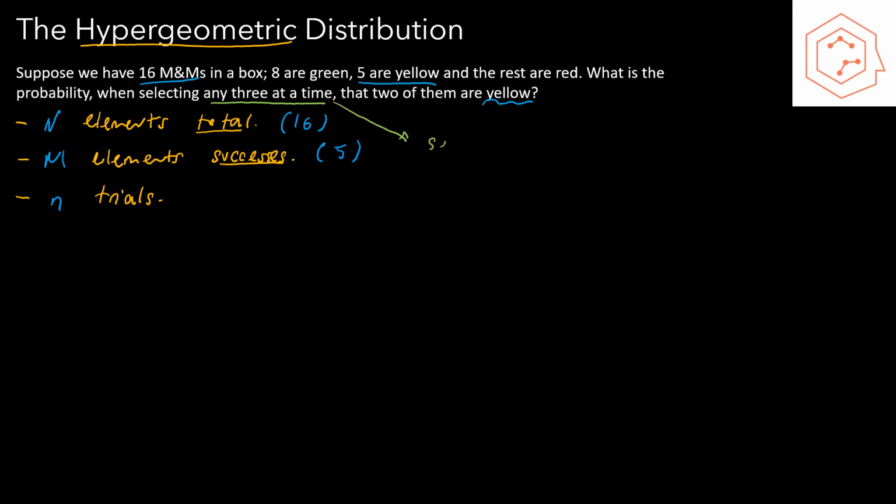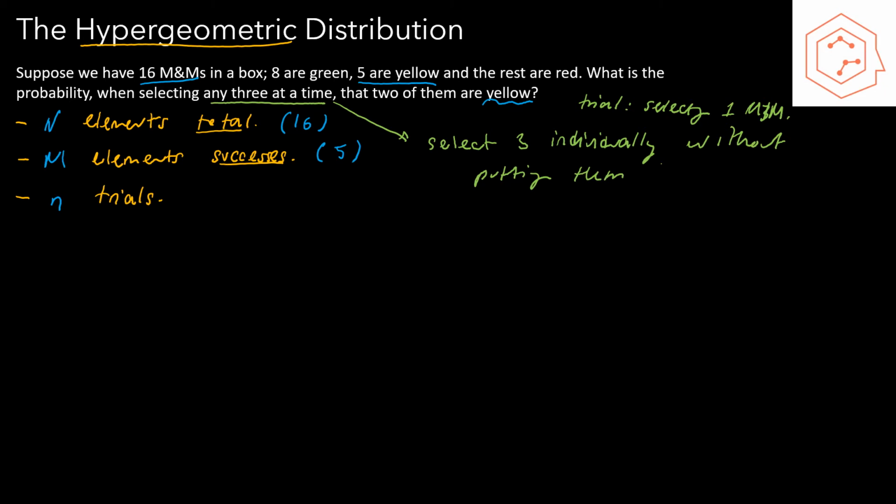That's the same thing as saying select 3 individually. So each trial in this case is selecting one M&M. And we select 3 individually without replacement, which means without putting them back. So in this case, lowercase n is going to be 3. Now the way this distribution is going to work is that we're interested in getting k successes. So in the question, we're told that we want to calculate the probability that 2 of them are yellow out of the 3. So out of our 3 trials, we want 2 successes.